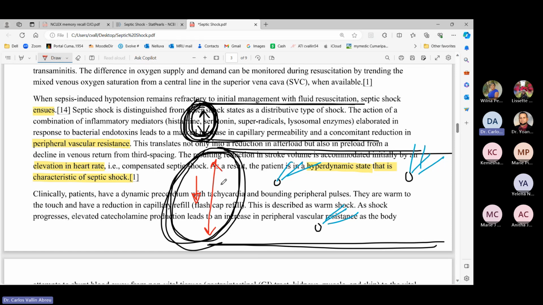What can produce this vasodilation? Endotoxins that are inside the bacteria, especially gram-negative bacteria, can be released in case of sepsis, where the bacteria are circulating in the blood. This endotoxin can produce this vasodilation.